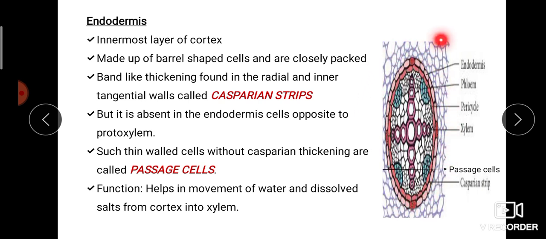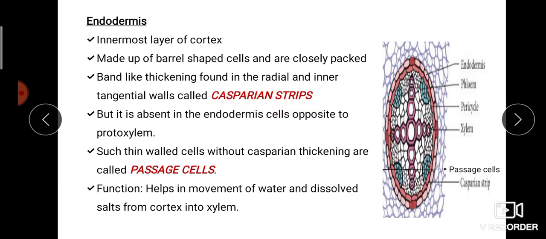Okay, so this is cortex. The innermost layer of cortex is called endodermis. This light pinkish color is called endodermis. It has some thickening called Casparian stripes. Okay, so the band-like thickening that is found in the radial and inner tangential walls is called Casparian stripe.